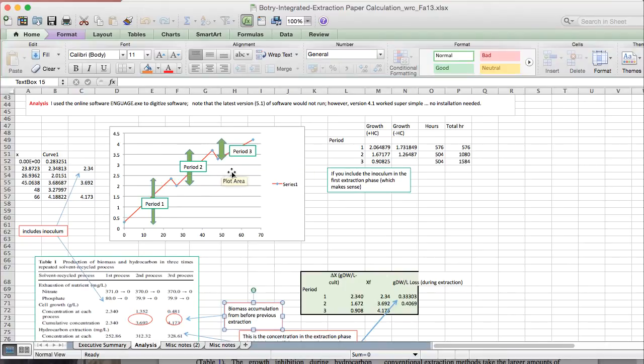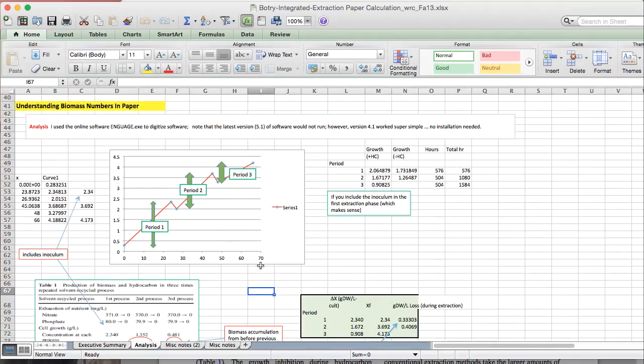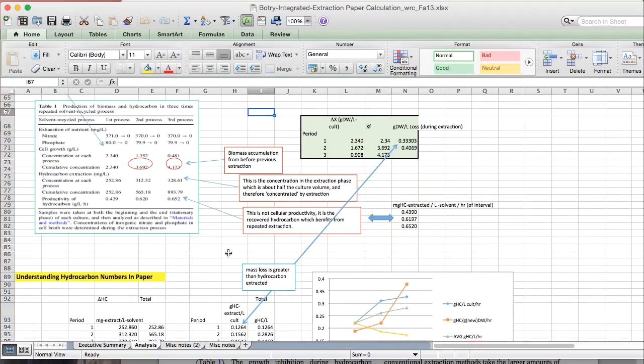So it's actually dominated by older cells that were already previously extracted. If you go on down here and look at some of the units and so forth here, I note that this is not a cellular productivity, but it's recovered hydrocarbon, because not all of it is actually extracted. And so even though it may be expressed as a grams of hydrocarbon produced per liter per time, as you see over here, it's actually the extracted.